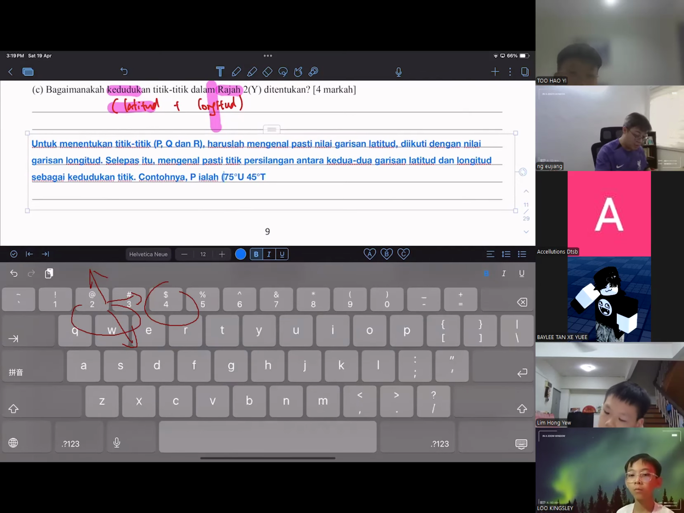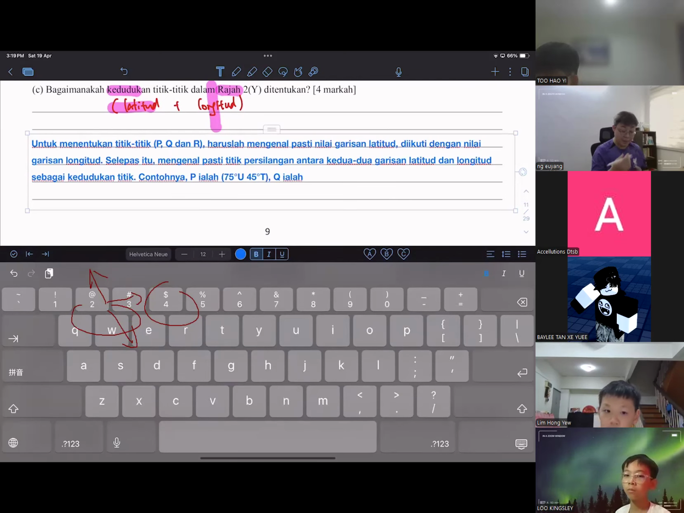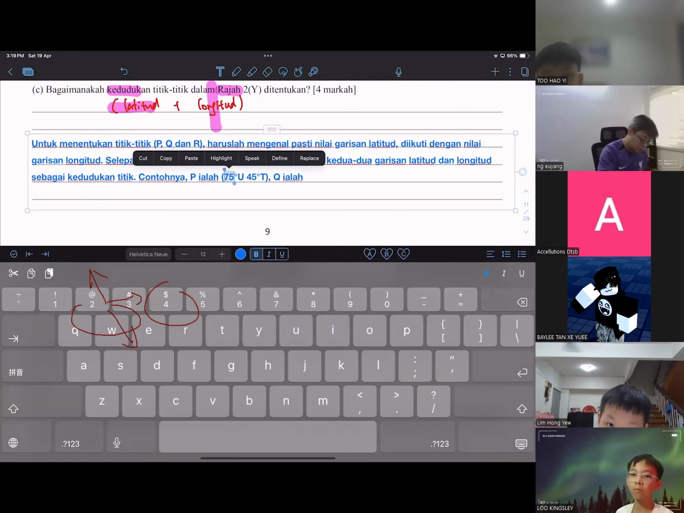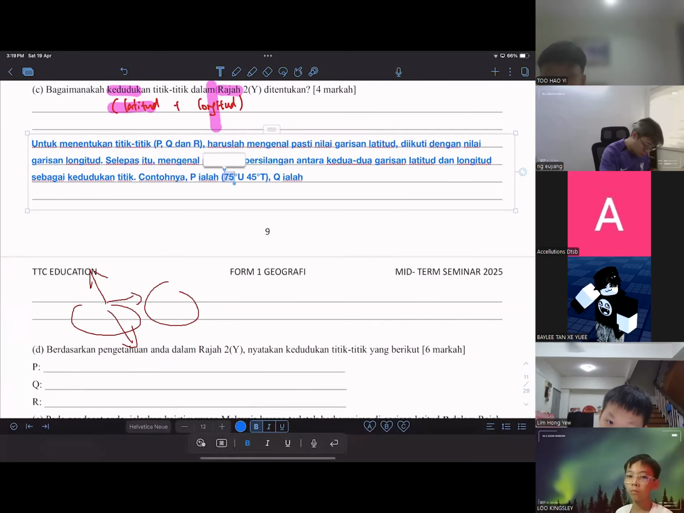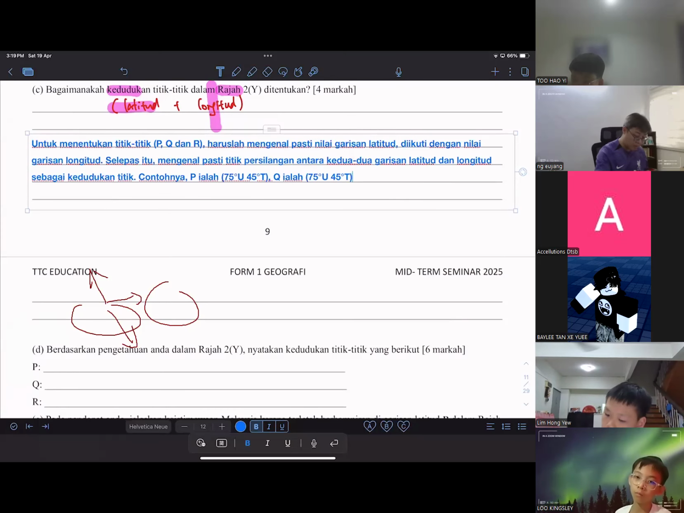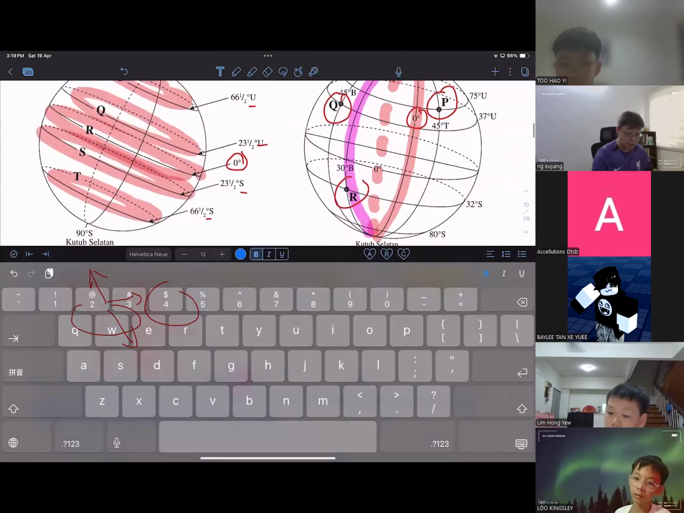So you can use brackets to refer to the titik P, Q. For example, P is how much and Q is how much. Okay, so for Q, do you guys know the kedudukan for Q?